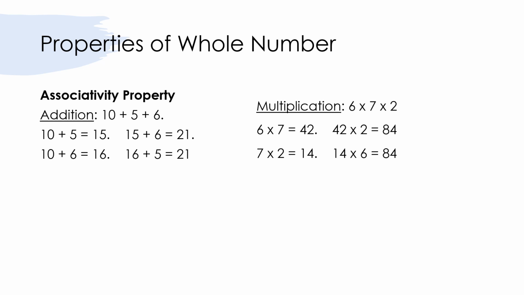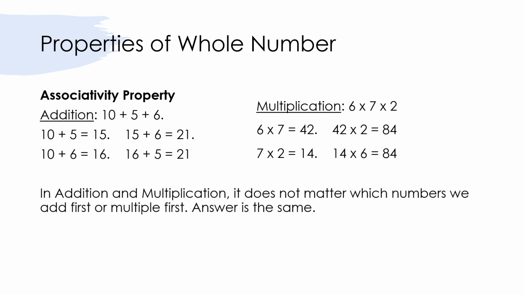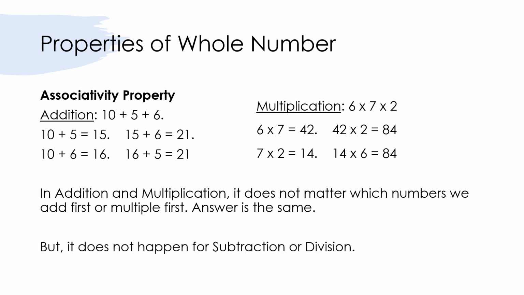So what do we see here? It does not matter which part of the addition we are doing first. We will still get the same answer. Similarly for multiplication, it does not matter which part of the multiplication we are doing first. We will still get the same answer. So this is called the associative property of addition and multiplication. In addition and multiplication, it does not matter which numbers we add first or multiply first. The answer is the same. But it does not happen for subtraction or division. You can try working with some examples and see if this is true.